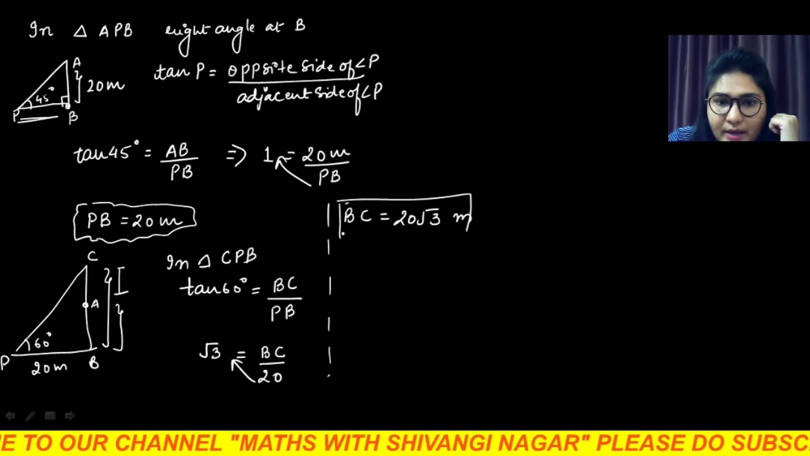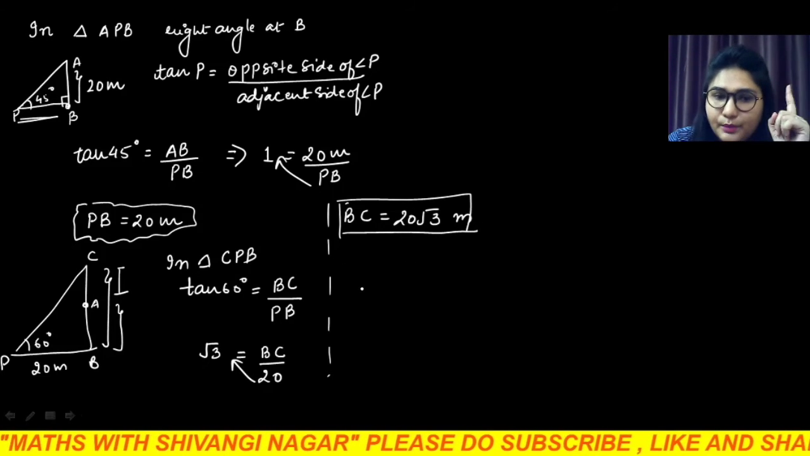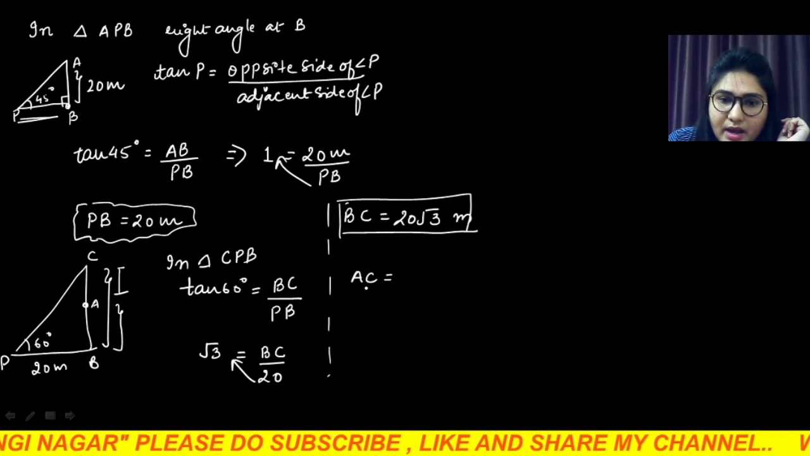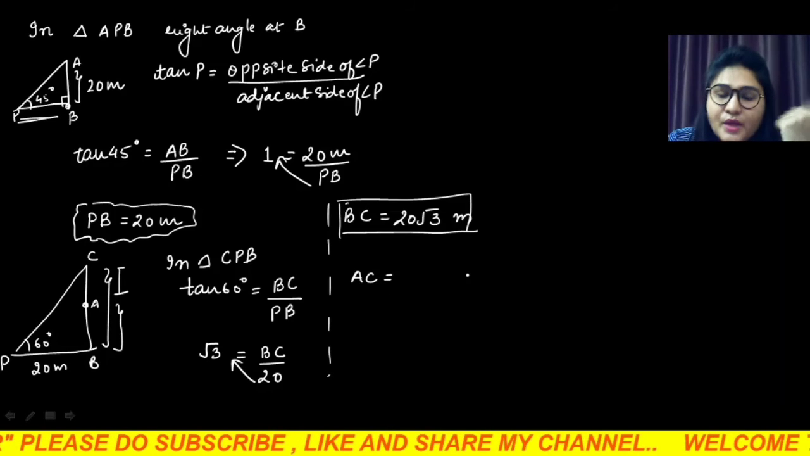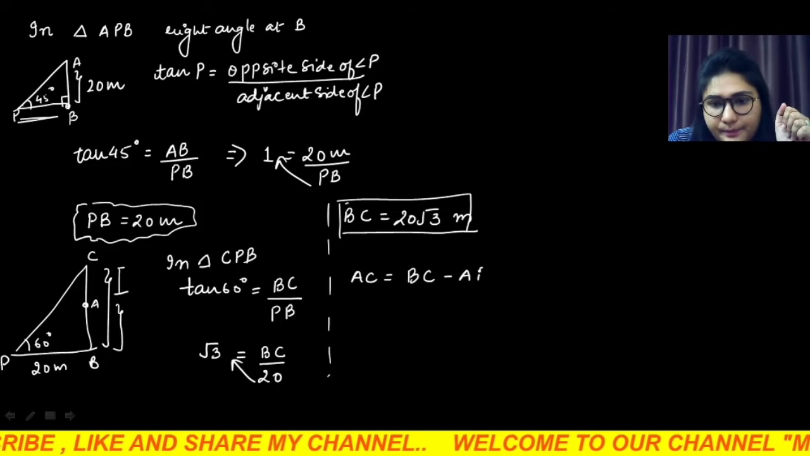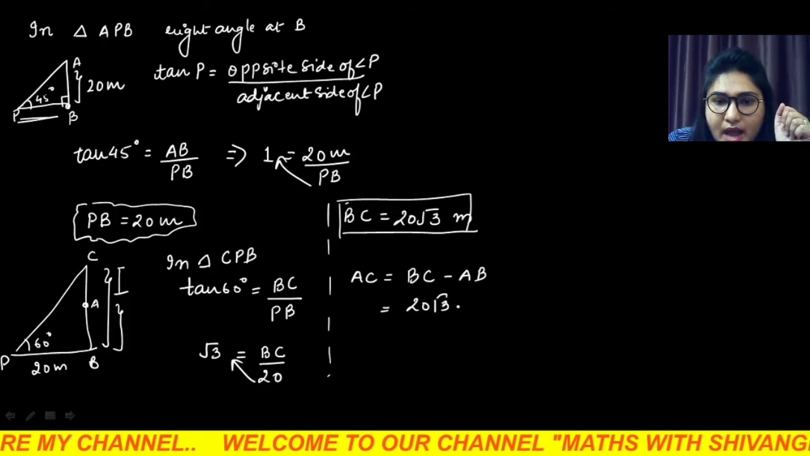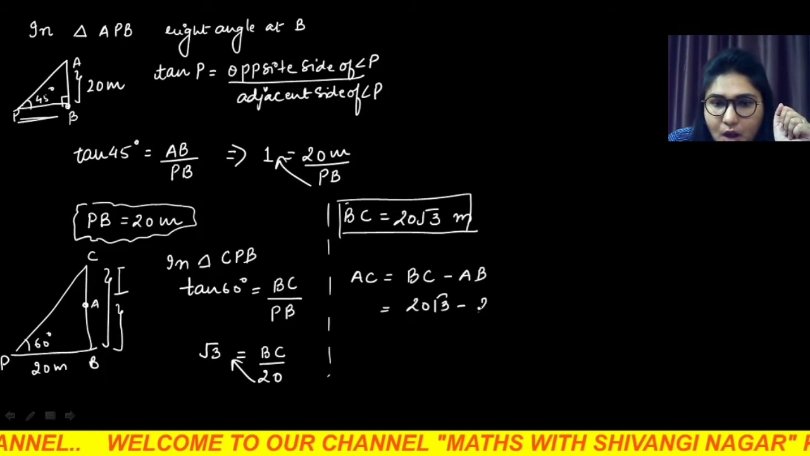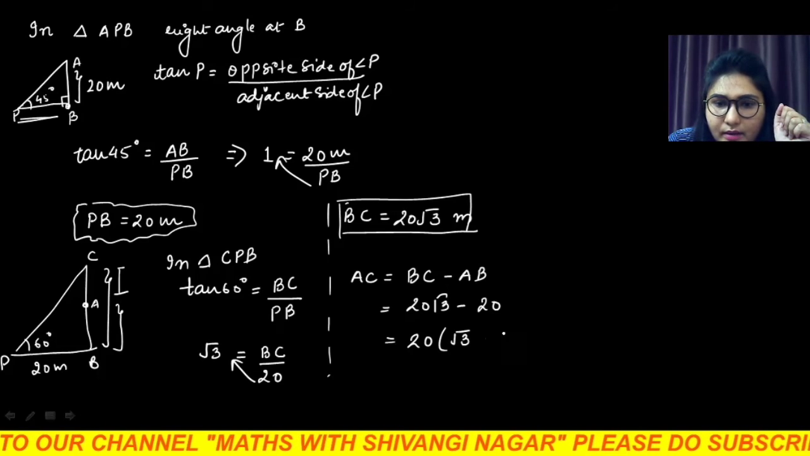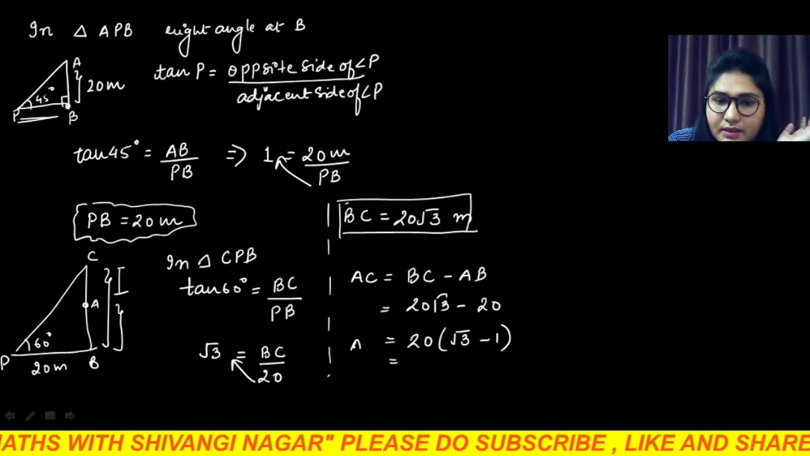Now BC is ready. AB we already know. So what we have to compute here? We have to compute the AC. So AC is nothing but CA also, which is BC minus AB. What is the value of BC? BC is 20 root over 3, and value of AB is how much? 20. Now take the 20 common outside. So what we will get here? 20 times root 3 minus 1. Okay. So this is the answer. This is the value of AC.